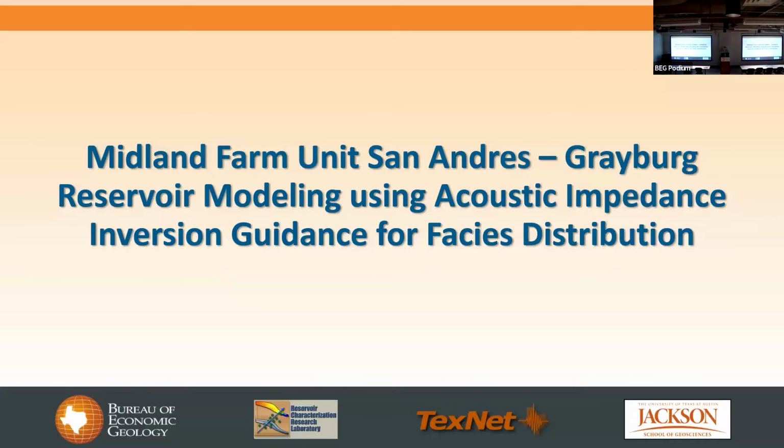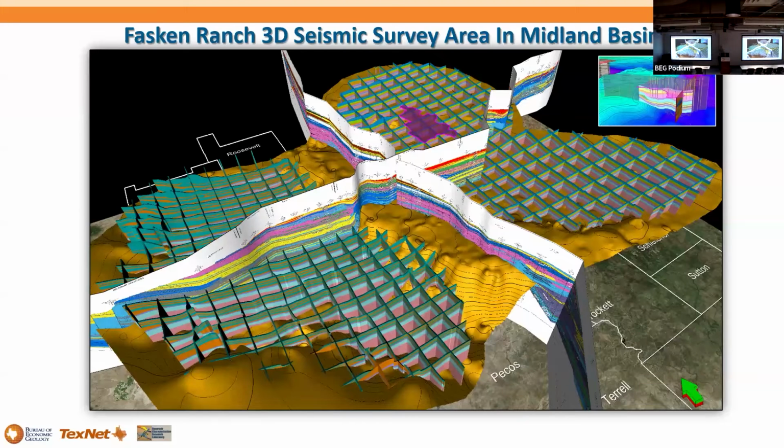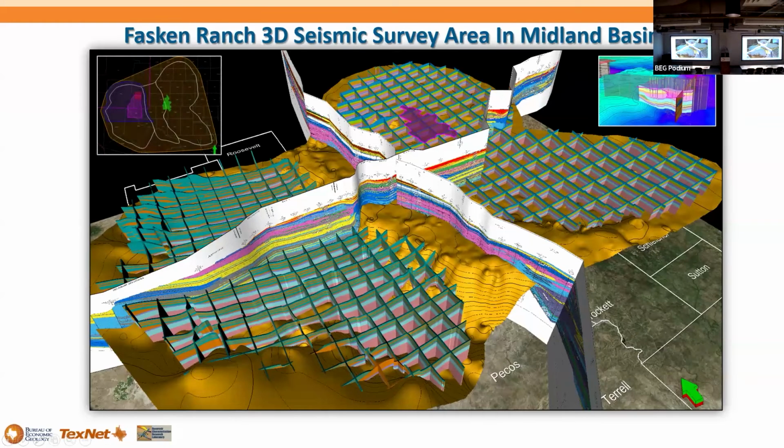So now we'll talk about the study that Charlie and I did on the Midland Farm unit, focusing on the San Andres Grayburg, using the acoustic impedance inversion work in combination with Charlie's core description, in order to try to build a geostatistically based acoustic impedance inversion derived facies distribution, or to create a 3D lithofacies architecture. So the location that you see right here, I'll try to point it out with my mouse. I can do one of these cute laser pointers right there.